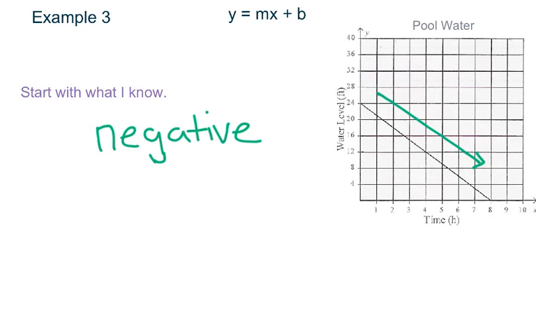I also see here that we're talking about water level, just how high the water is over time. So the time is changing by hours. I see this H here means hours. The water level is changing by feet. And we're talking about the water in a pool. So those are things I can just notice about this graph before I even start to look at the question that's being asked.